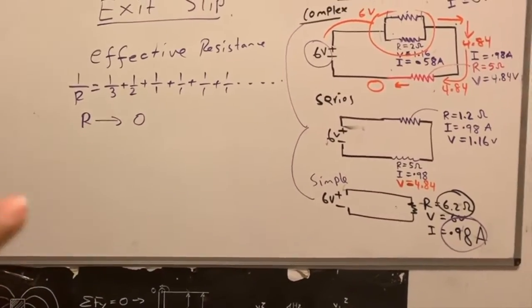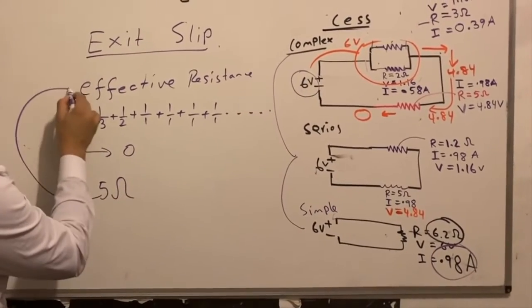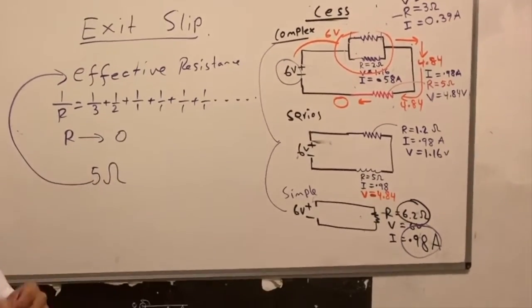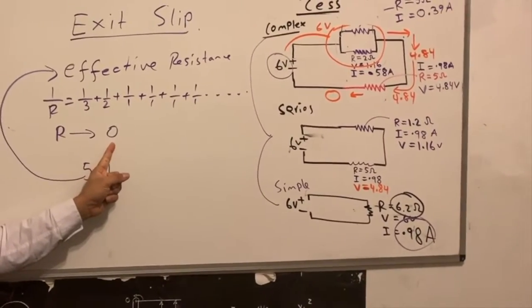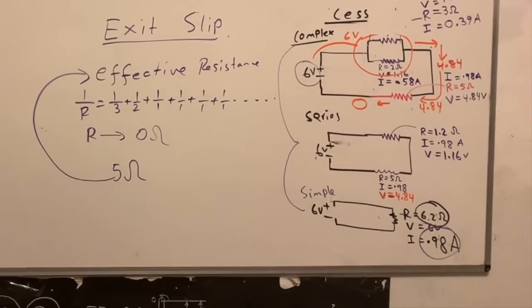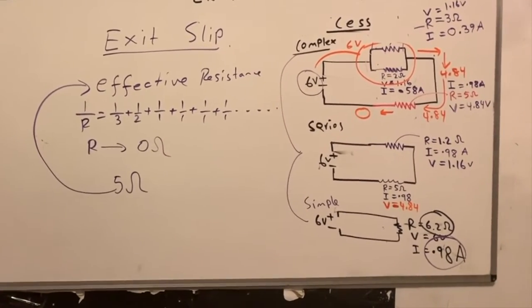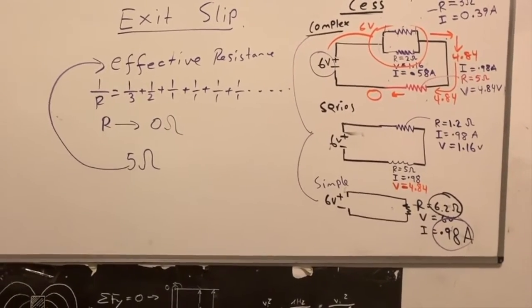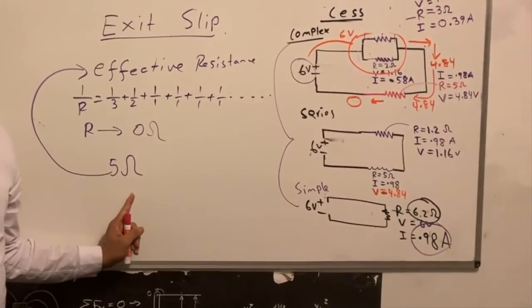Or you could do 1 over R equals 1 over 3 plus 1 over 2 plus 1. It doesn't matter what way you do, even if you use the sophisticated calculus, the resistance would be 0, or infinitesimally small, because as you add more ones, the inverse of R becomes bigger, and that means R itself becomes smaller. That's right. So 5 ohms.